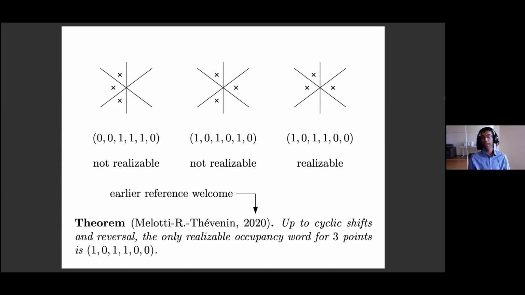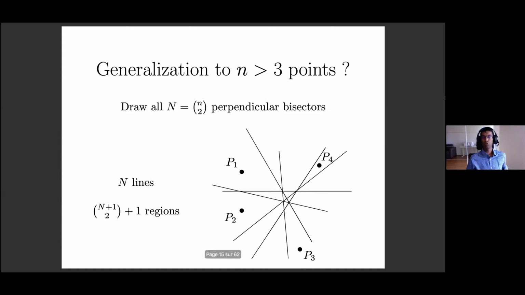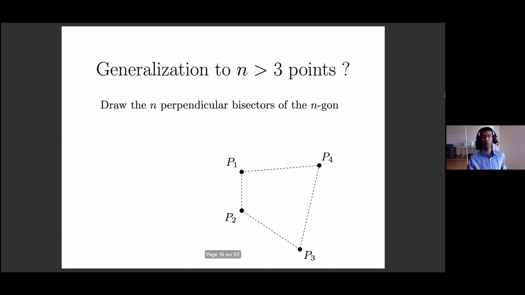So now that we have this result, which is very easy for 3 points, we can ask how to generalize it to more than 3 points. So here are 4 points. The first attempt is you just pick any pair of points. There are n choose 2 pairs of points, and you draw all the perpendicular bisectors. So the number of lines you have is capital N equals little n choose 2. And the number of regions is very large, capital N plus 1 choose 2 plus 1 regions. And it's a big mess to describe already the regions and where the points are. So this is a question which is too hard to answer.